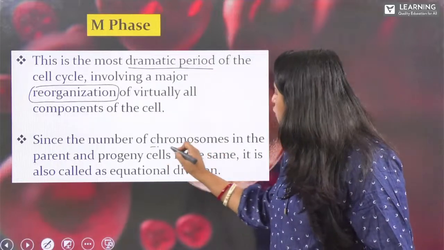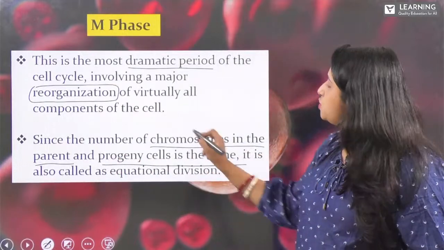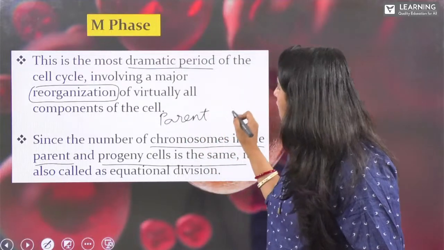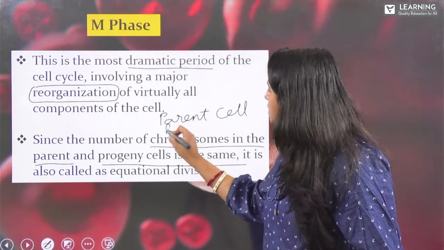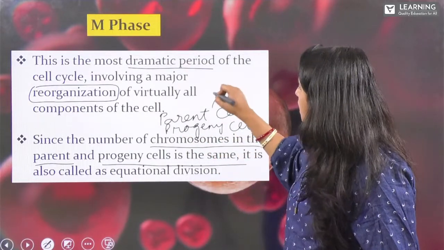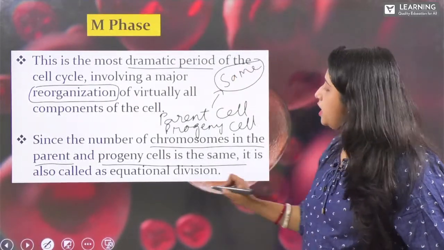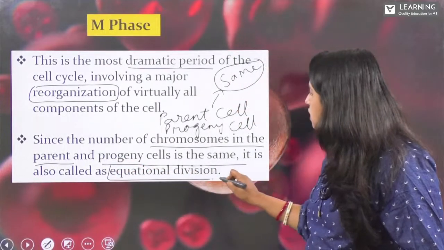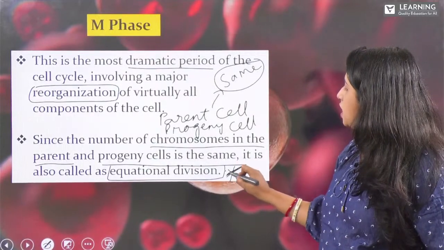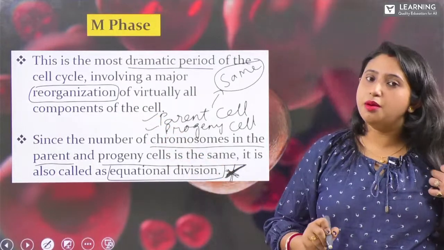Since the number of chromosomes in the parent cell and the progeny cell is the same, it is also called equational division. Why is it called equational division? It is called equational division because the number of chromosomes in the parent cell and the progeny cell is the same.